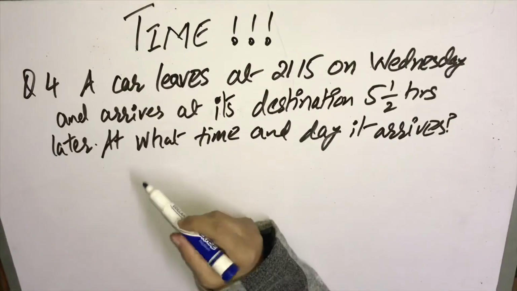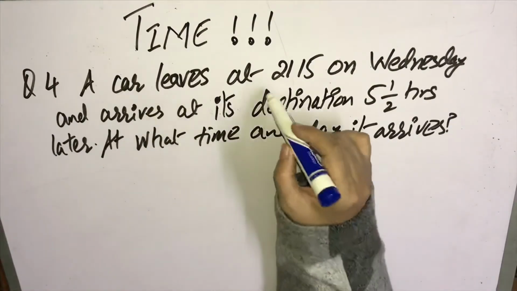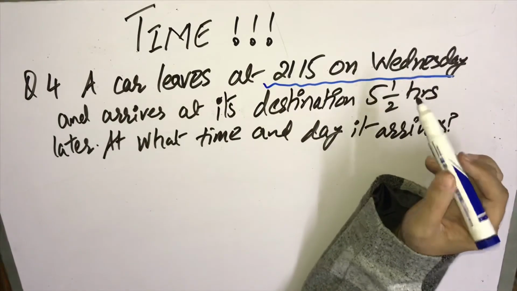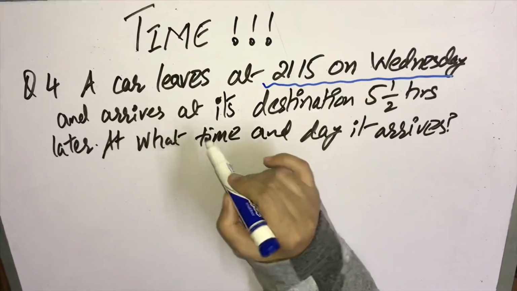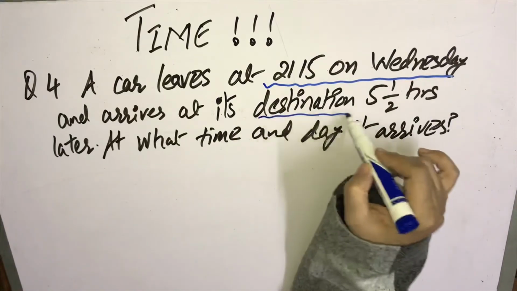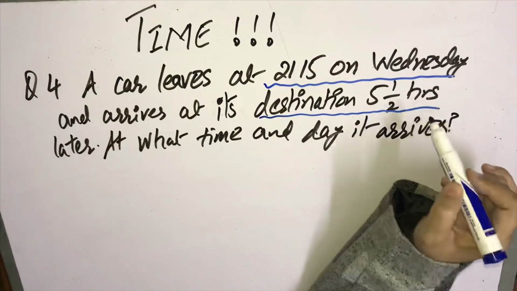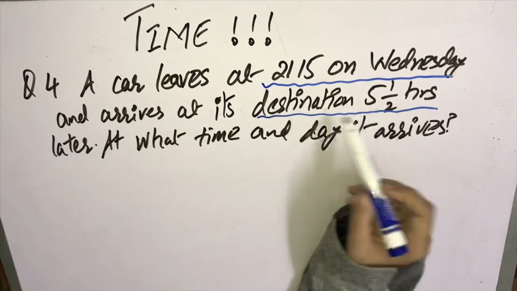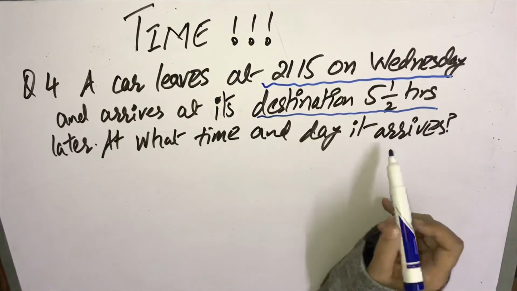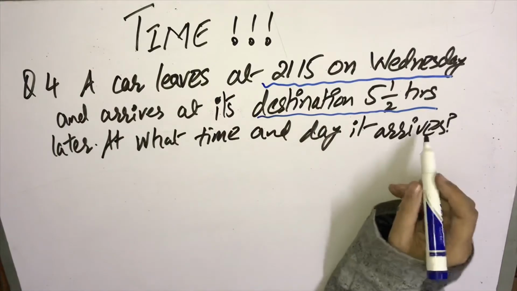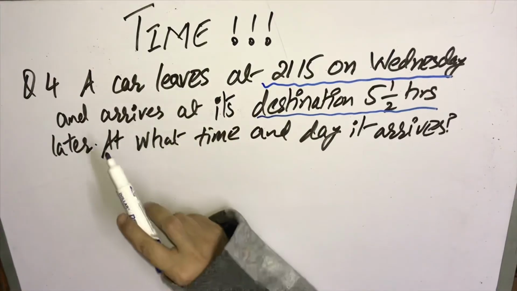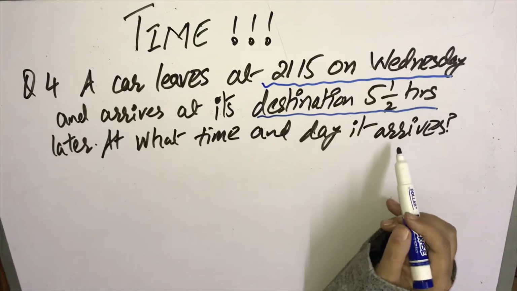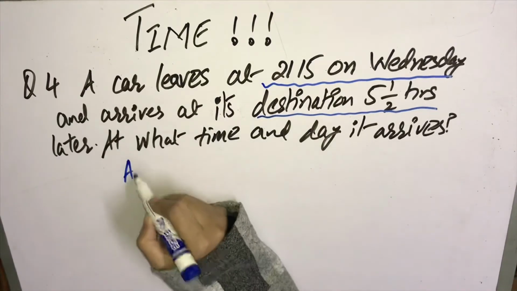The next question is, a car leaves at 21:15 on Wednesday, the same thing which we discussed in question 2, and arrives at its destination 5.5 hours later. Later means this is the time. At what time and day does it arrive? We have to find arrival time. Leaves means departure time. This is the journey time. At what time and day does it arrive? Arrival time is required.